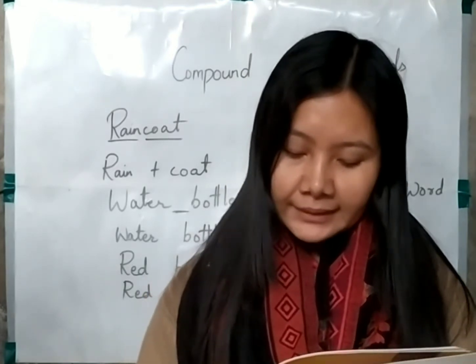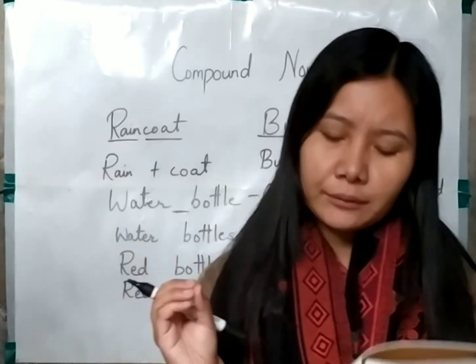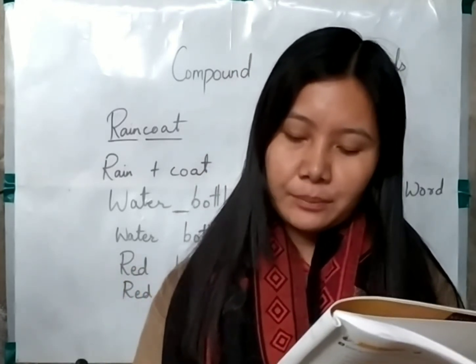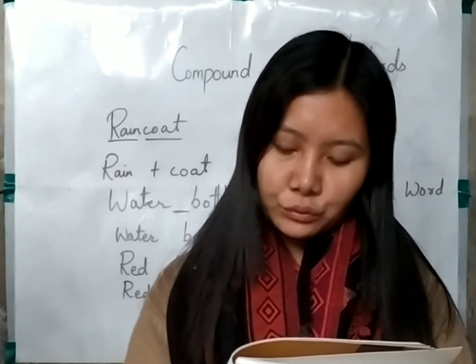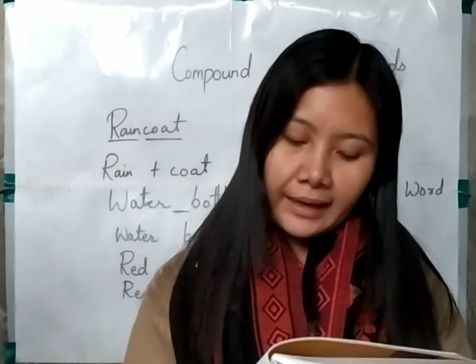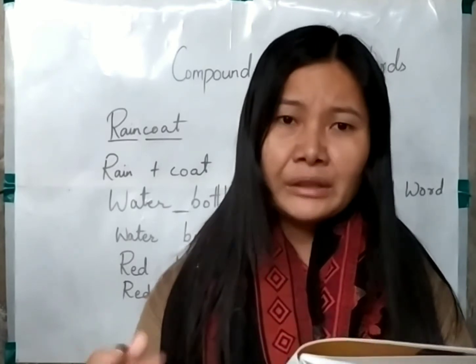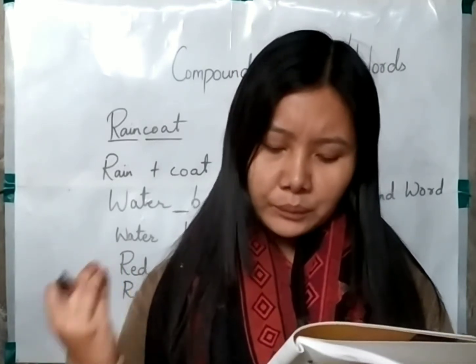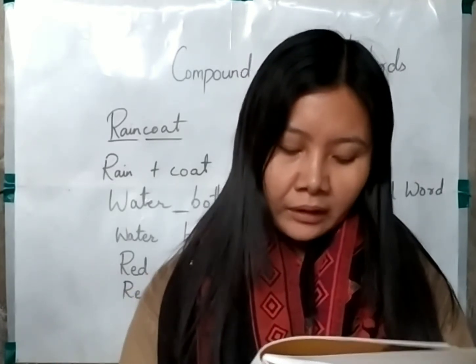In the second example, you can see textbook. We have brought together text and book. How do we make its plural? We make its plural by simply adding s at the end. These examples, toothbrush and textbook, are examples of closed compound words. When you read them, you read them out as one word.